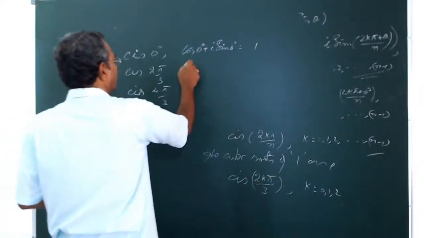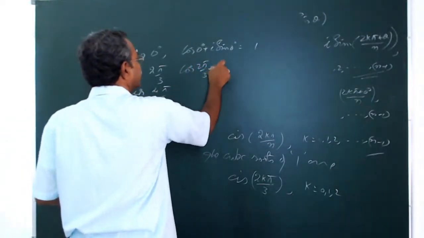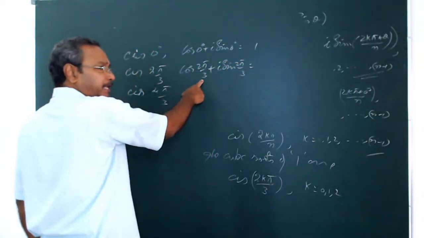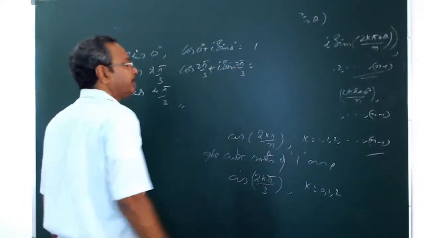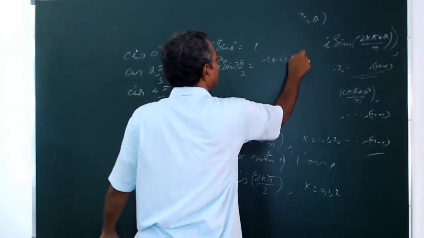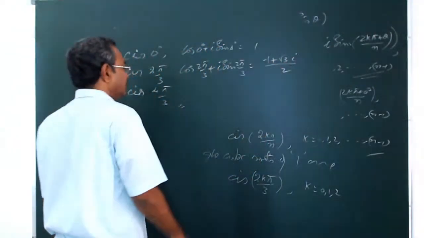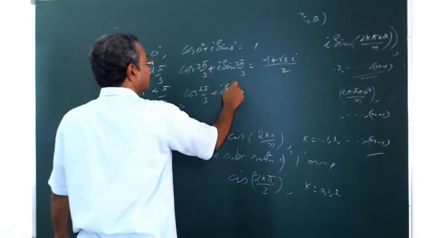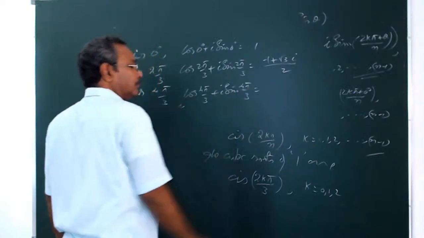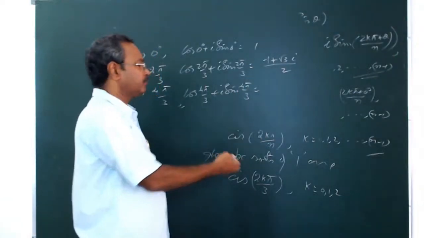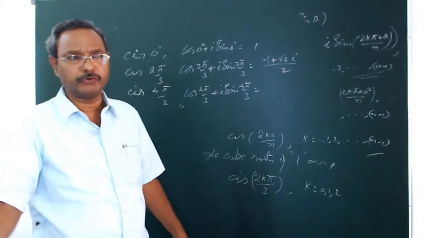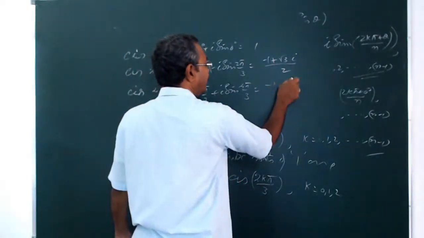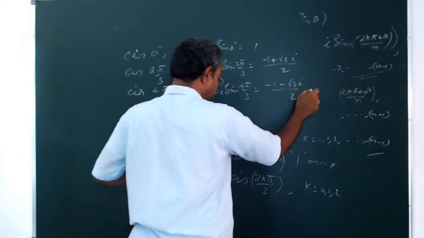The other one is cos 2 pi by 3 plus i sine 2 pi by 3. You know that cos 2 pi by 3 is minus 1 by 2 and sine 2 pi by 3 is root 3 by 2. So it is minus 1 plus root 3 i by 2. The last one is cos 4 pi by 3 plus i sine 4 pi by 3. And you know that cos 4 pi by 3 is again minus 1 by 2, whereas sine 4 pi by 3 is minus root 3 by 2. So it becomes minus 1 minus root 3 i by 2.